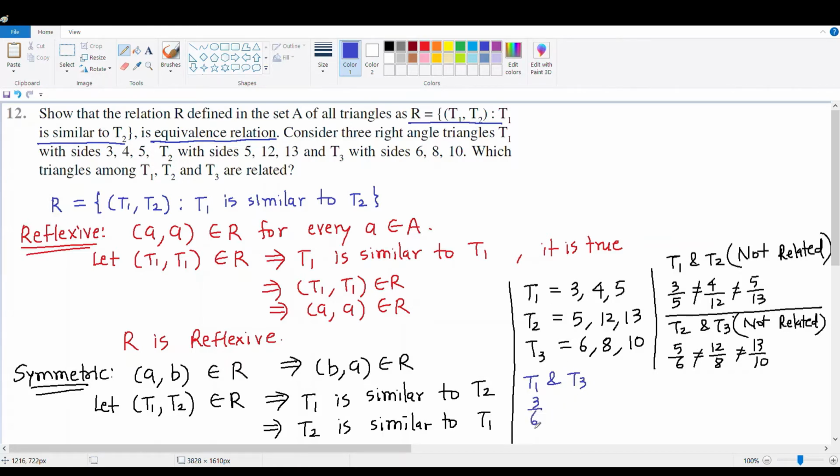So 3 over 6 is equal to 4 over 8 is equal to 5 over 10. So 3 over 6 is half, 4 over 8 is half, 5 over 10 is half. So yeah, this is true. So that means T1 is related to T3. Which triangle among T1, T2 and T3 are related? So T1 is related to T3. This is your answer to that.